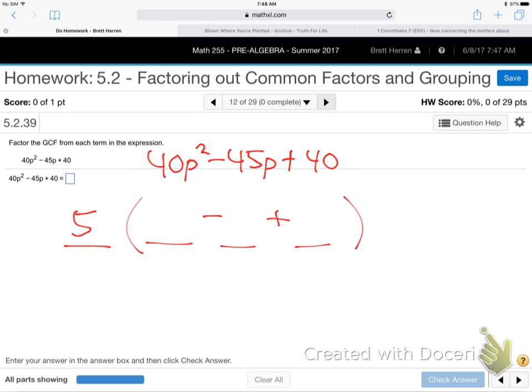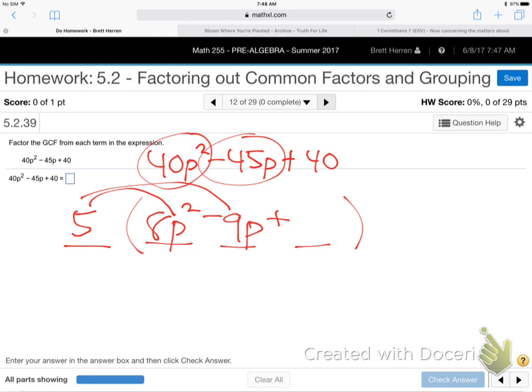Okay, so now, what goes to the inside? Whatever works. 5 times what will go back to 40p squared? 8p squared. Good. And then 5 times what will go back to 45p? 9p. 5 times 9 is 45. And 5 times 8 goes back to 40, and we're done. Is that good? So it's the same thing, there's just 3 of them now. Just putting what's in common in the front. All right.